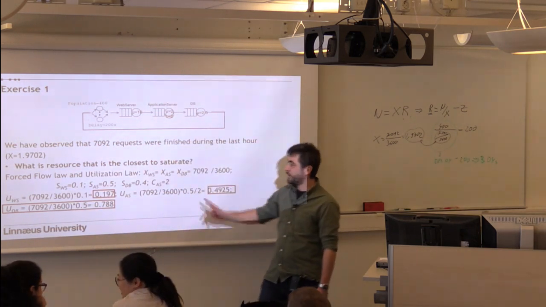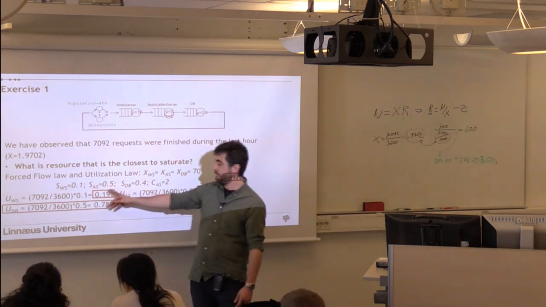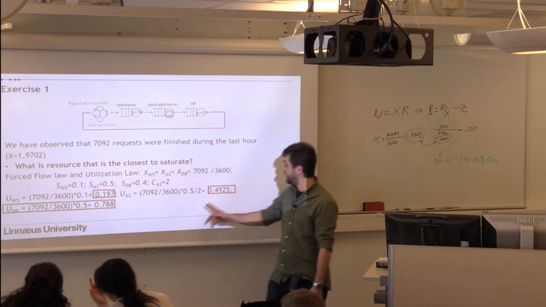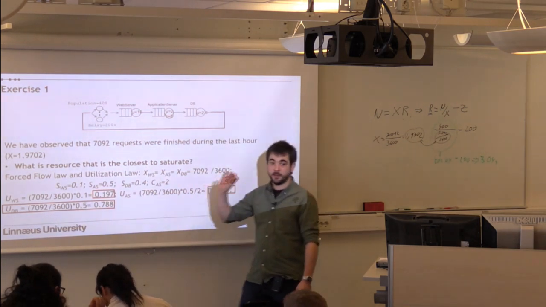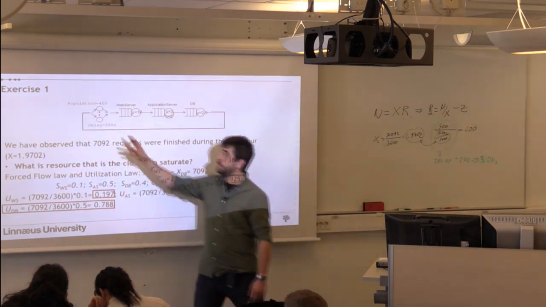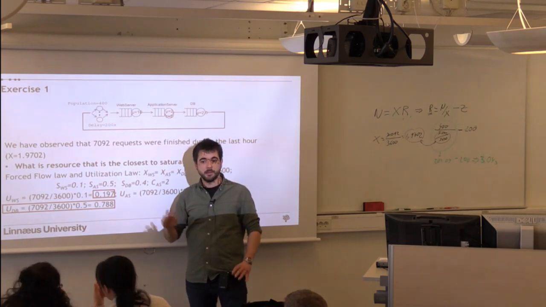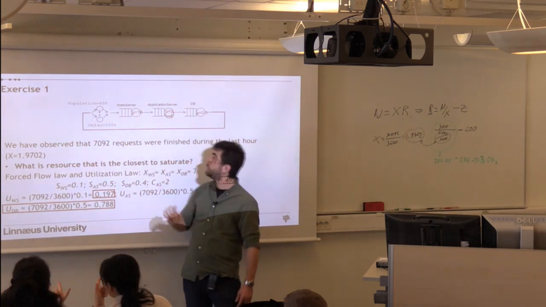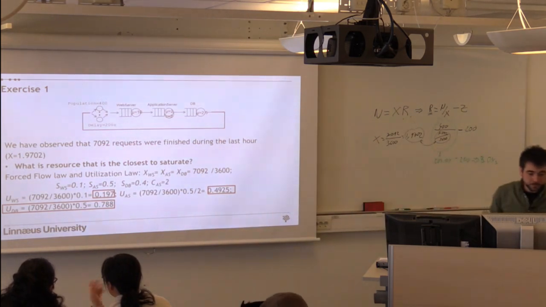So what is the closest to saturate? The one whose utilization is higher. So the highest number between 0.19, 0.45, and 0.78. So the one that is closest to saturate is the database. So if we have more users in the system, the first resource we should take care to scale or change the implementation will be the database, which will be the bottleneck.